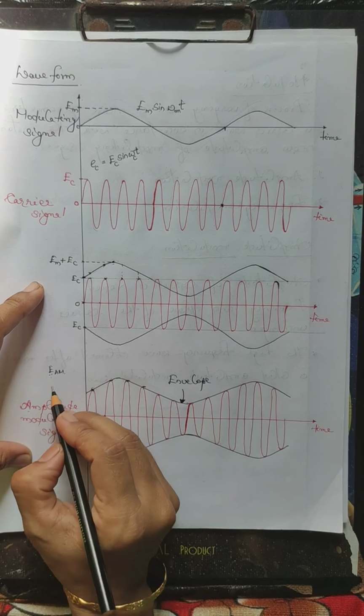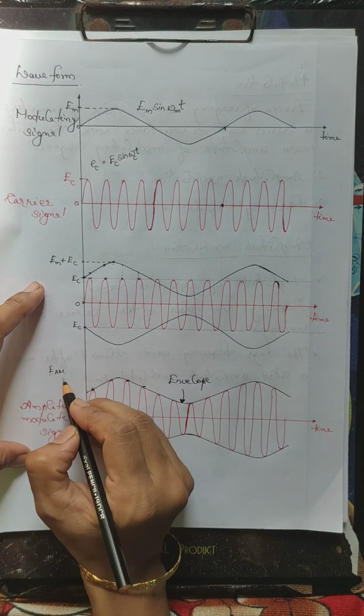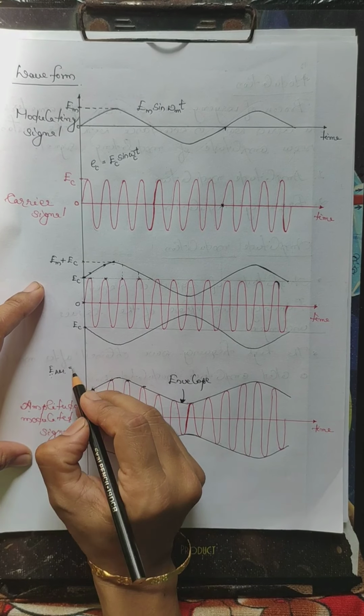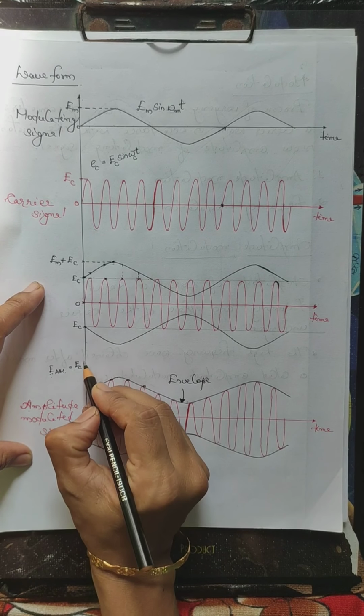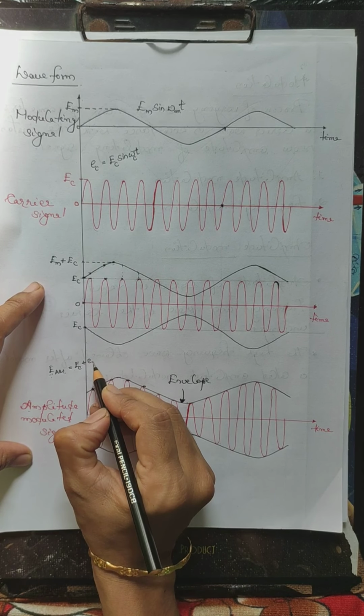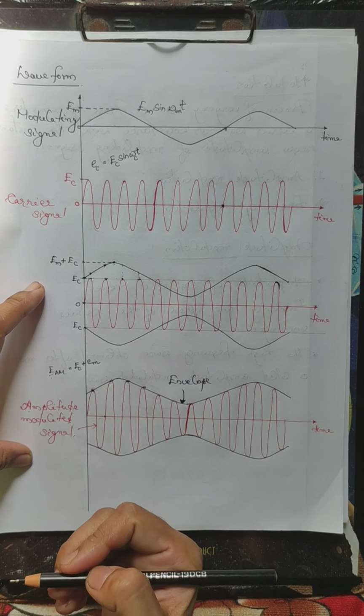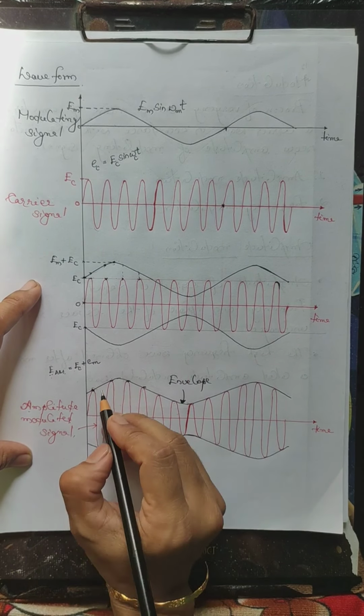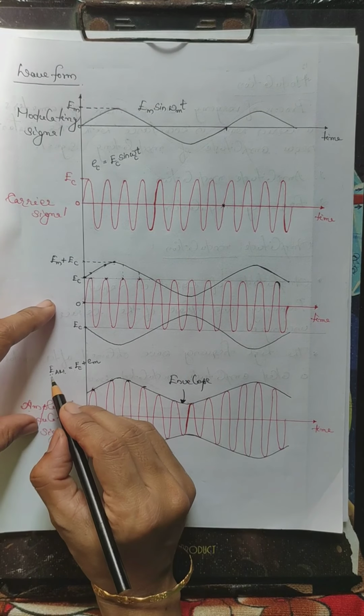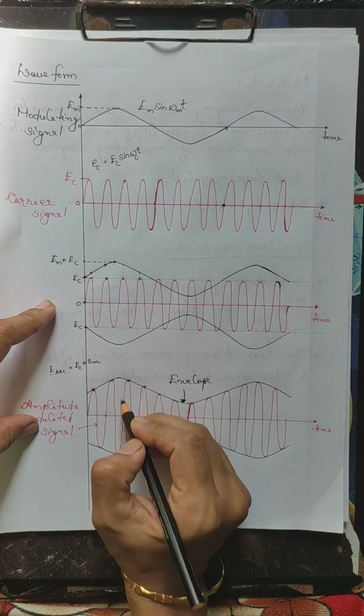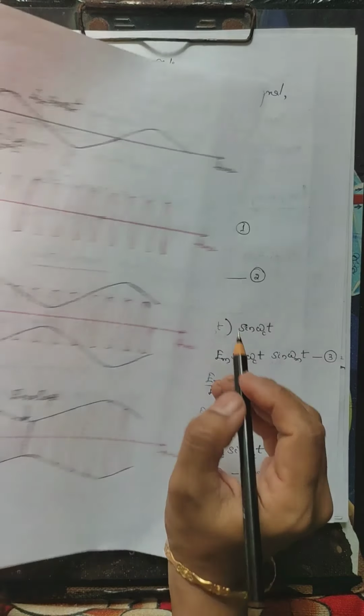So we can write the maximum value of the amplitude modulated signal as EC plus instantaneous amplitude of the modulating signal. Understood? So how can we always represent this amplitude modulated signal?